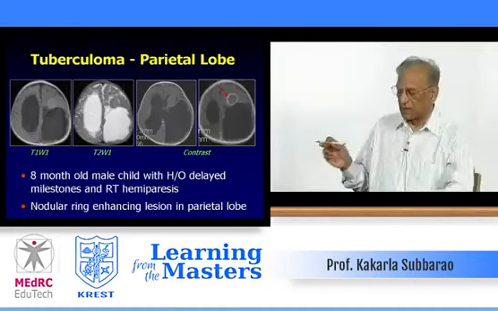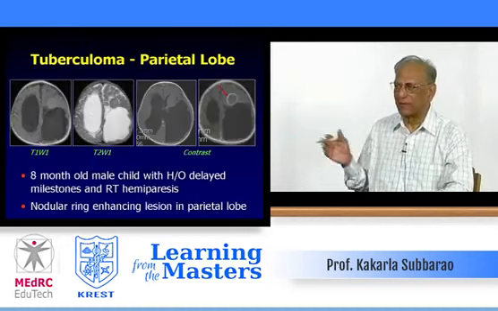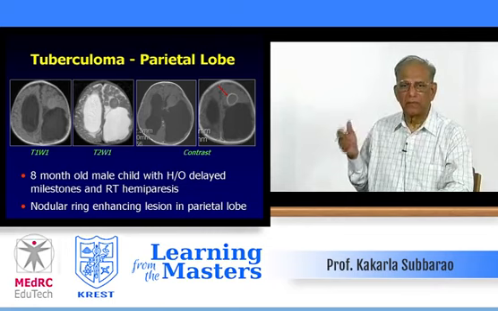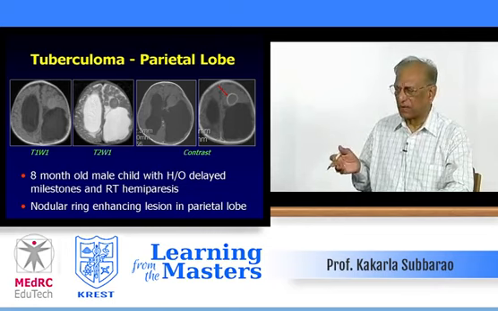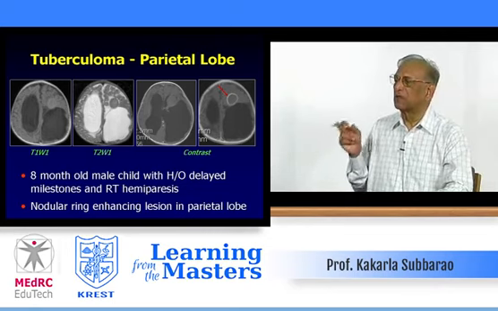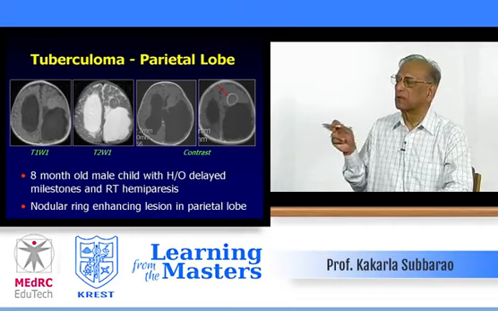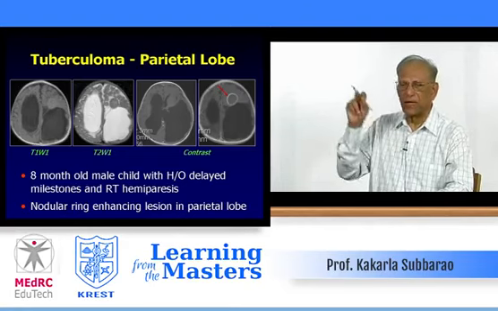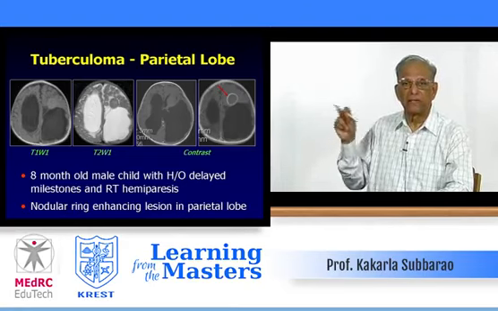the next one. Another case of tuberculoma in the thalamic area. This is a 20-year-old female known to have HIV positive. She presented with seizures. And as you see in T1 weighted and T2 weighted images, altered signal intensity in the thalamus, you could see that, and peripheral enhancement of the edema.